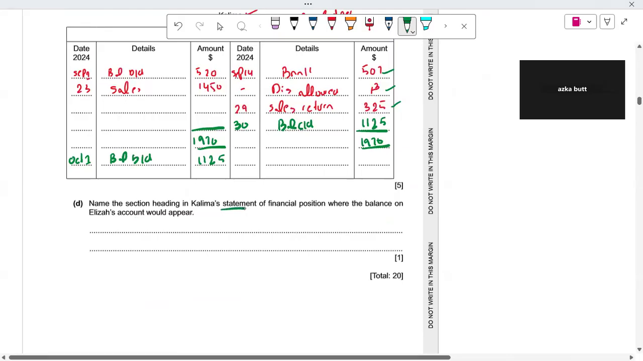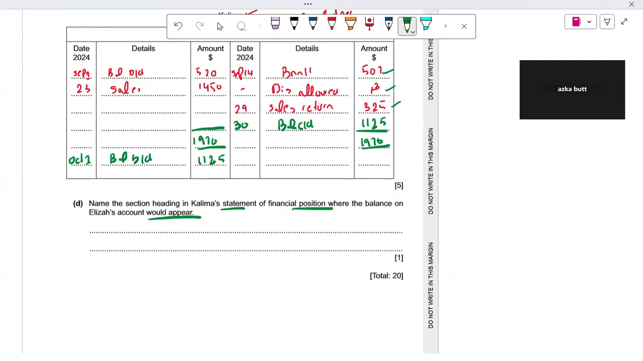Name the section heading in Charisma's statement of financial position where a balance on Elizah's account would appear. Okay, so Elizah has 1225. It means that Elizah still needs to pay 11252 to Kalima. So this is basically trade receivables. And we know that trade receivables are part of current assets in the statement of financial position.